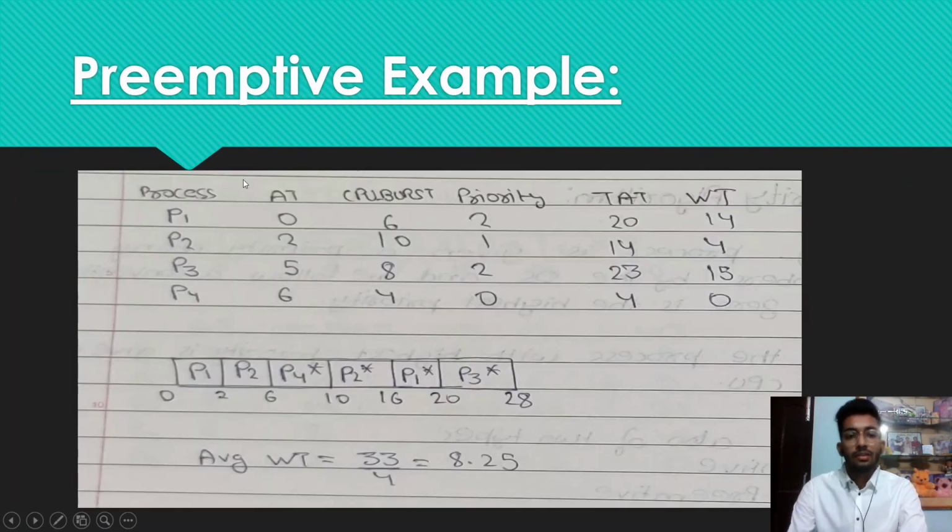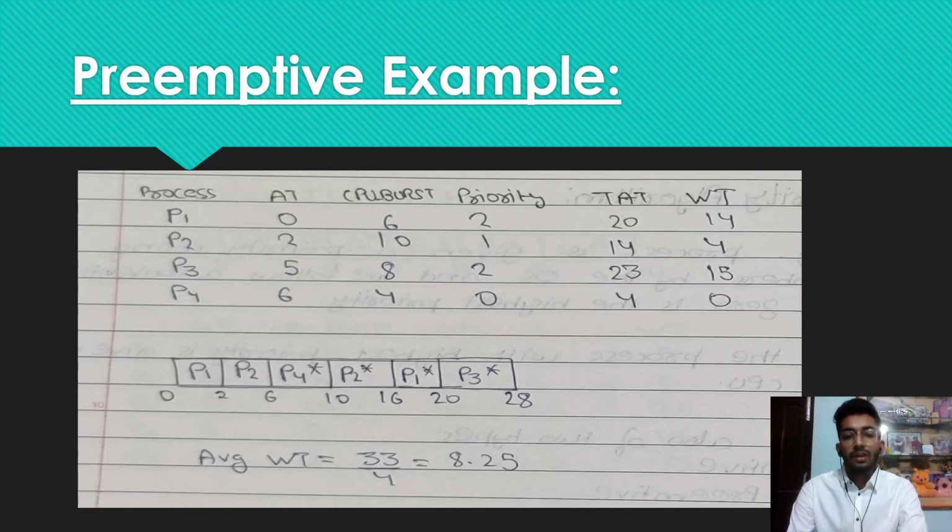Now see an example of preemptive priority algorithm. In this, we will preempt if a process with higher priority comes when another process is executing. So at time 0 P1 is assigned the CPU and it starts executing. At time 2 P2 comes, but P1 is still executing, so the CPU is taken from P1 and P2 is assigned the CPU as its priority is higher than P1.